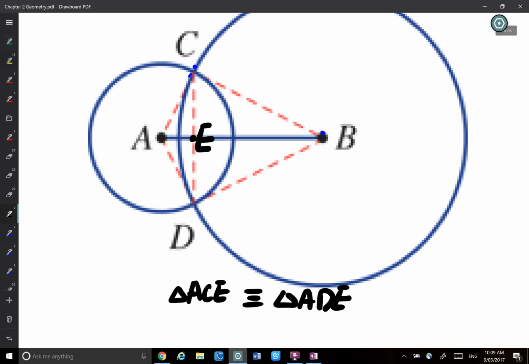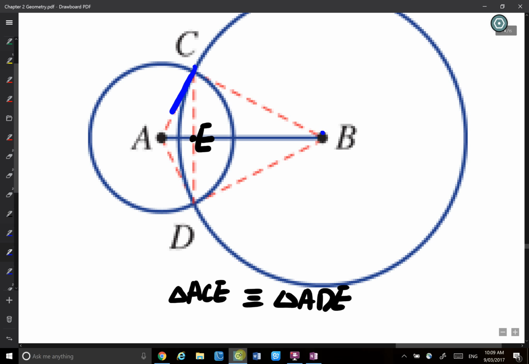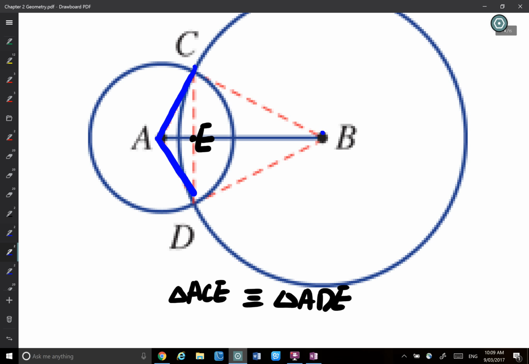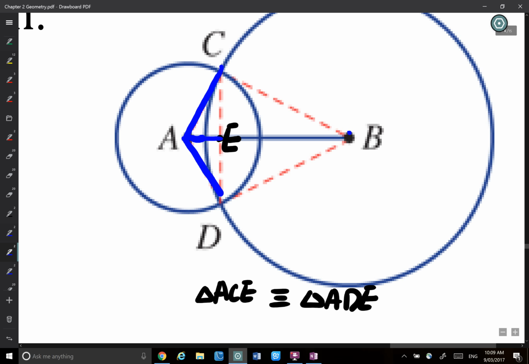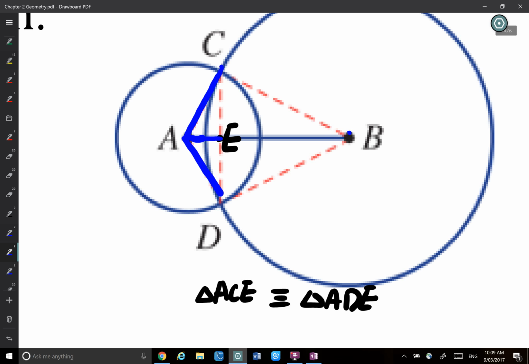But let's think about what we have in those two triangles. What I have is AC equals AD. Why does AC equal AD? Because they are the radius of the smaller circle. And I have AE equals AE because that's the common line. But I don't have other information. I don't have the angle information. I don't know those two angles are equal. I don't know another length. I can't prove that they're congruent triangles yet.